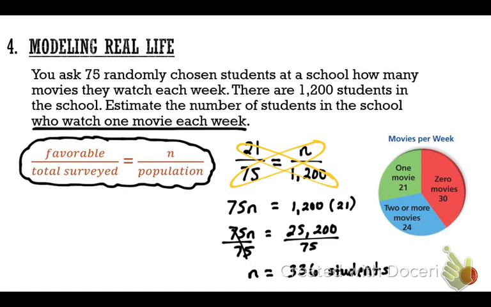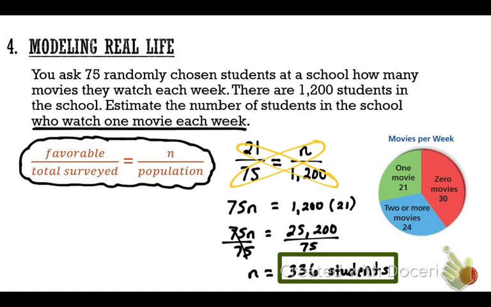Now, did I go out and ask all those people, or did I just take a guess? I made an educated guess. I estimated by taking a part of it, and I surveyed only a part, and that helped me to guess. Probably about 336 of those 1,200 students are watching one movie each week. Are there any questions about this one?